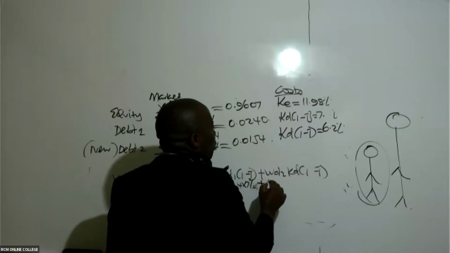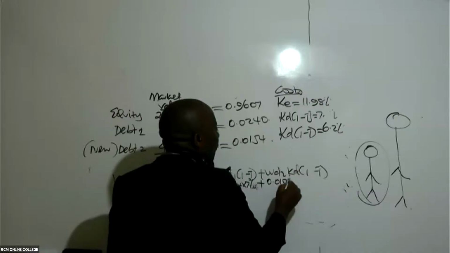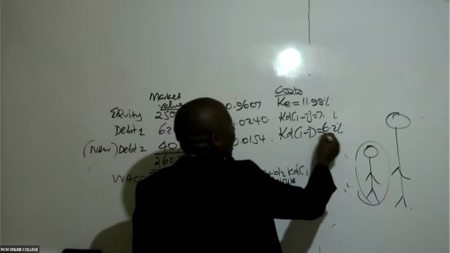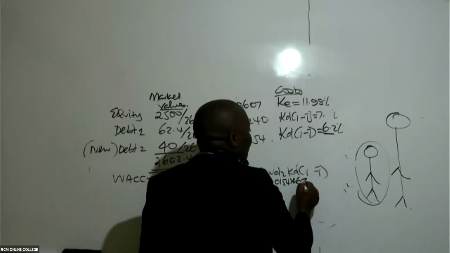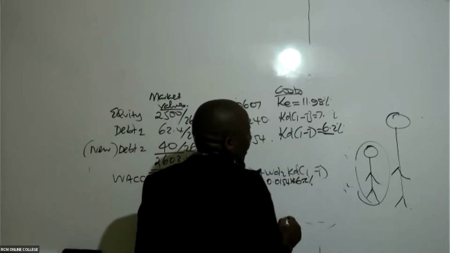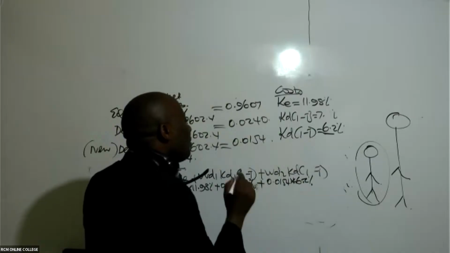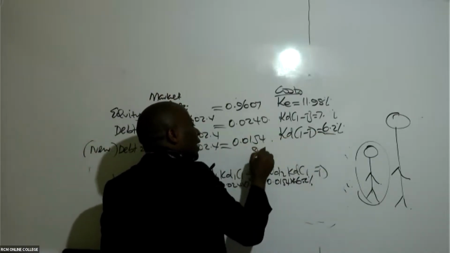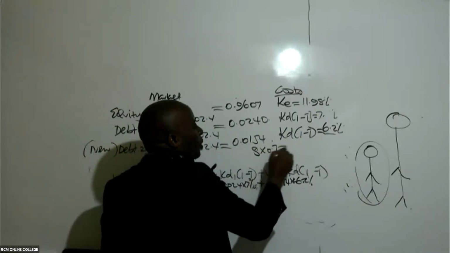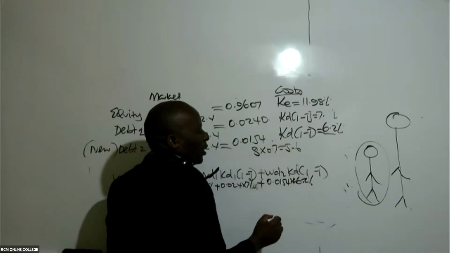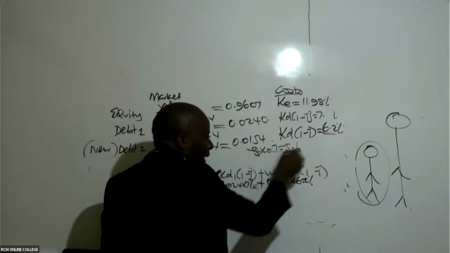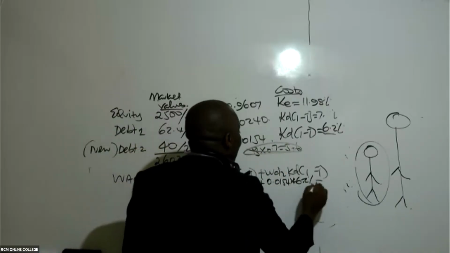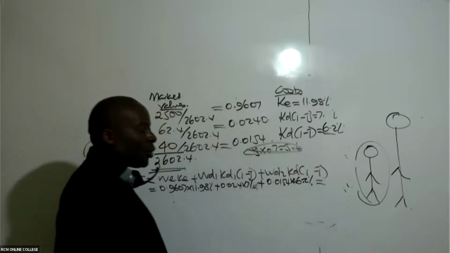So plus weight 2, which is 0.0154 into KD. KD is this one, and this is after tax. Don't adjust it for tax again, because I remember in this one, the interest was 8 and we multiplied with 0.7 to get 5.6. We did adjust for tax here, so this figure is tax adjusted. So please go ahead and give us this WACC.